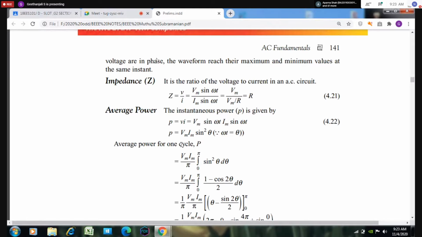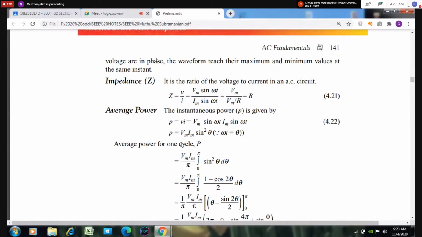So Z is equal to V by I. We already know the expressions for V as well as I. So substitute them in the above Z expression. You will get Vm sin omega t over Im sin omega t. The sin omega t will get cancelled. Already you know that Im is Vm by R. So Vm will get cancelled, and the remaining term will be R. So in the pure resistive circuit, impedance is equal to R.